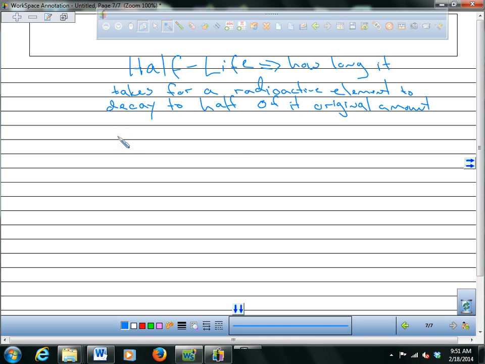So the formula for radioactive decay is like y equals a sub 0 times 1/2 raised to the t divided by h. They don't really have this formula in the book. Here h is the half-life, t is the time, and a sub 0 is the original amount.